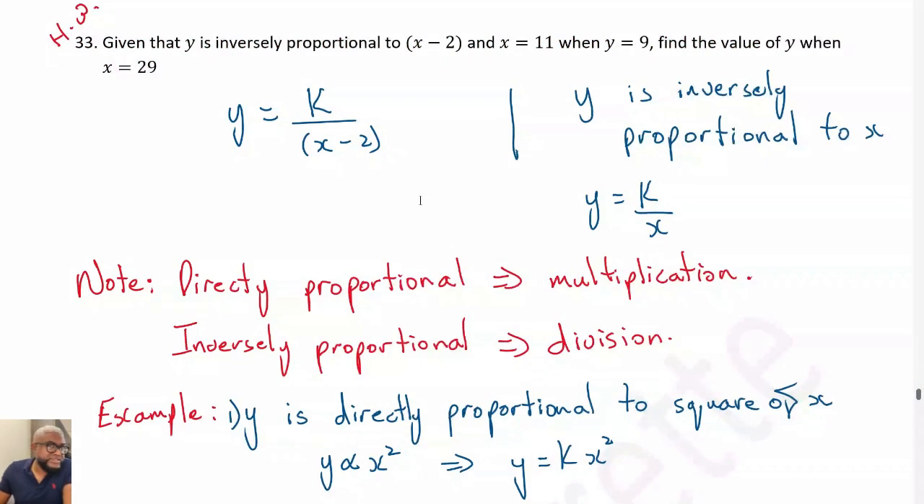So back up to the question now. We said y is inversely proportional to x squared. That gave us our formula. If we said directly proportional, it would have been k multiplied by x minus 2.